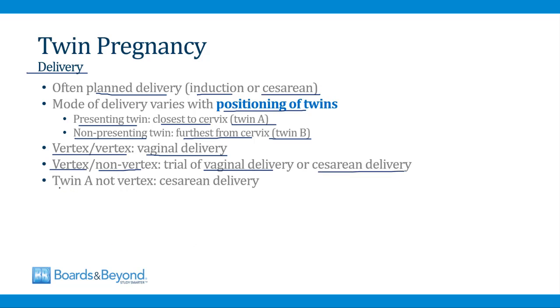In any situation where twin A is not vertex, then usually cesarean delivery is the recommended mode of delivery. And that concludes our module on multiple gestation.